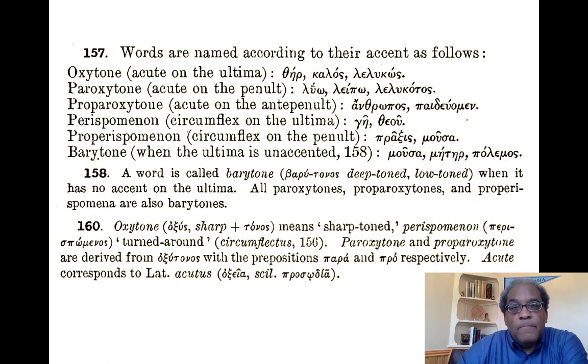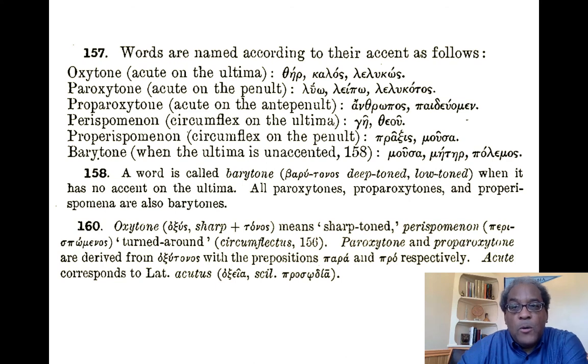Now, as in many cases, technical terms have been created to describe where the accent lies. So, Smyth 157, words are named according to their accent as follows. An oxytone has an acute on the ultima, on the last syllable: kalós, lelukós. A paroxytone has an acute on the penult, the second from the last syllable.